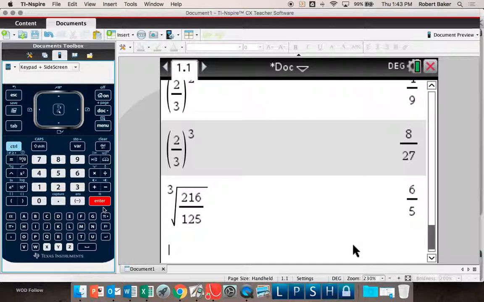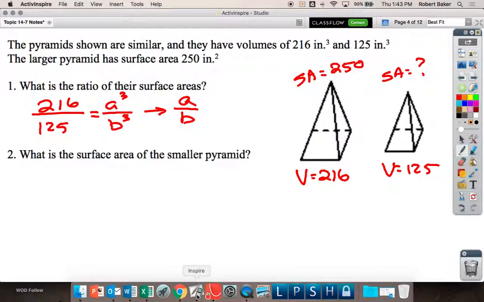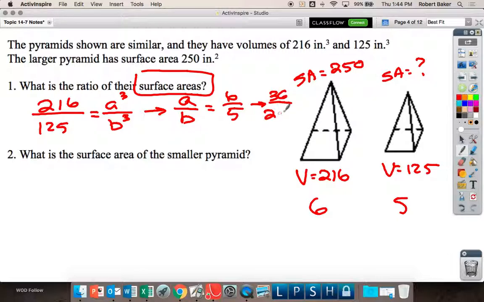So what happened here, the scale factor from those two shapes is 6 to 5. But is that a ratio of areas? 6 to 5 is just A over B. And what do I really want? Areas. So what do I have to do to 6 over 5 to make it a ratio of surface areas? Square it. So to change this to a ratio of areas, I got 6 squared is 36, 5 squared is 25.